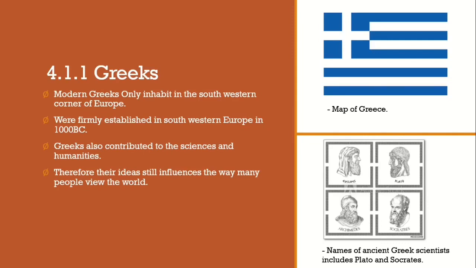First thing first, we're going to go to the Greek cultural group. The modern Greeks only inhabit the southeastern corner of Europe. They were firmly established in southern Europe in 1000 BC, and the Greeks also contributed a lot to the sciences and humanities, as we learned in history during our high school. We learned about Plato, Socrates, Archimedes, who developed so many mathematical formulas that built the pyramids and all the science research we knew.